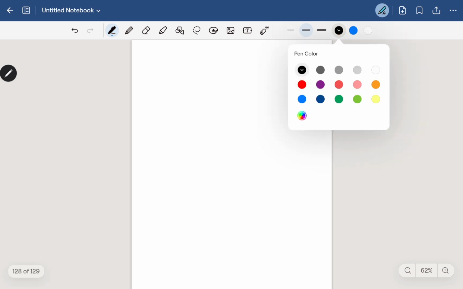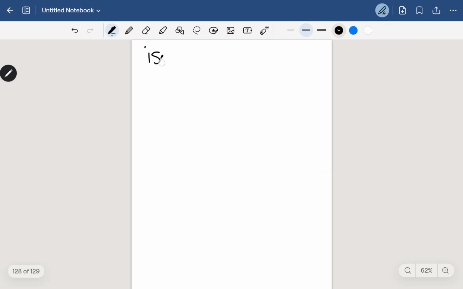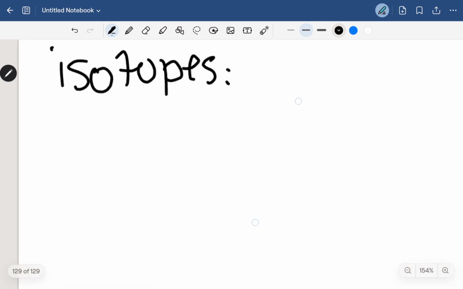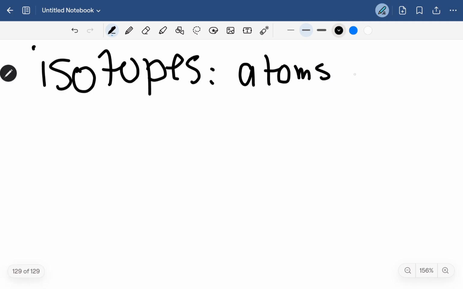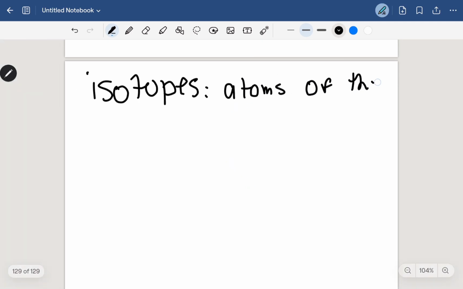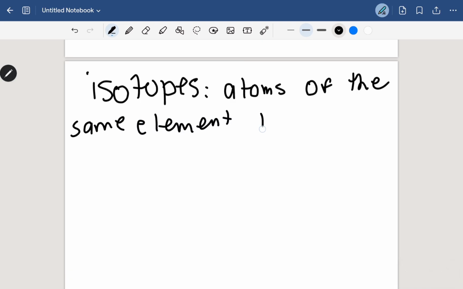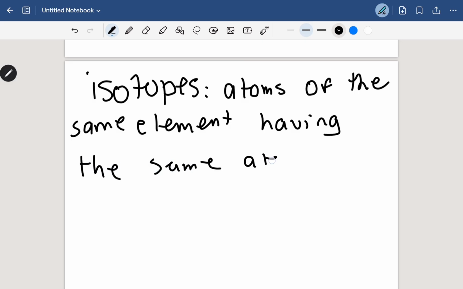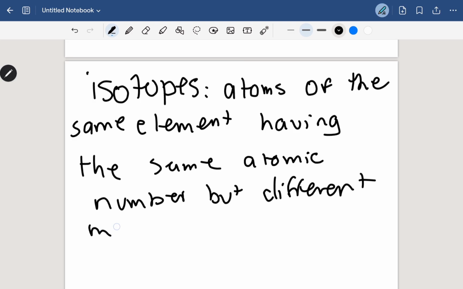The next page we discuss something called isotopes, okay? First of all, what are isotopes? I'm gonna write a definition of isotopes, then we are gonna discuss in general what they are. So isotopes, they are atoms of the same element having the same atomic number but different mass number. Okay, so isotopes, they are atoms of the same element.